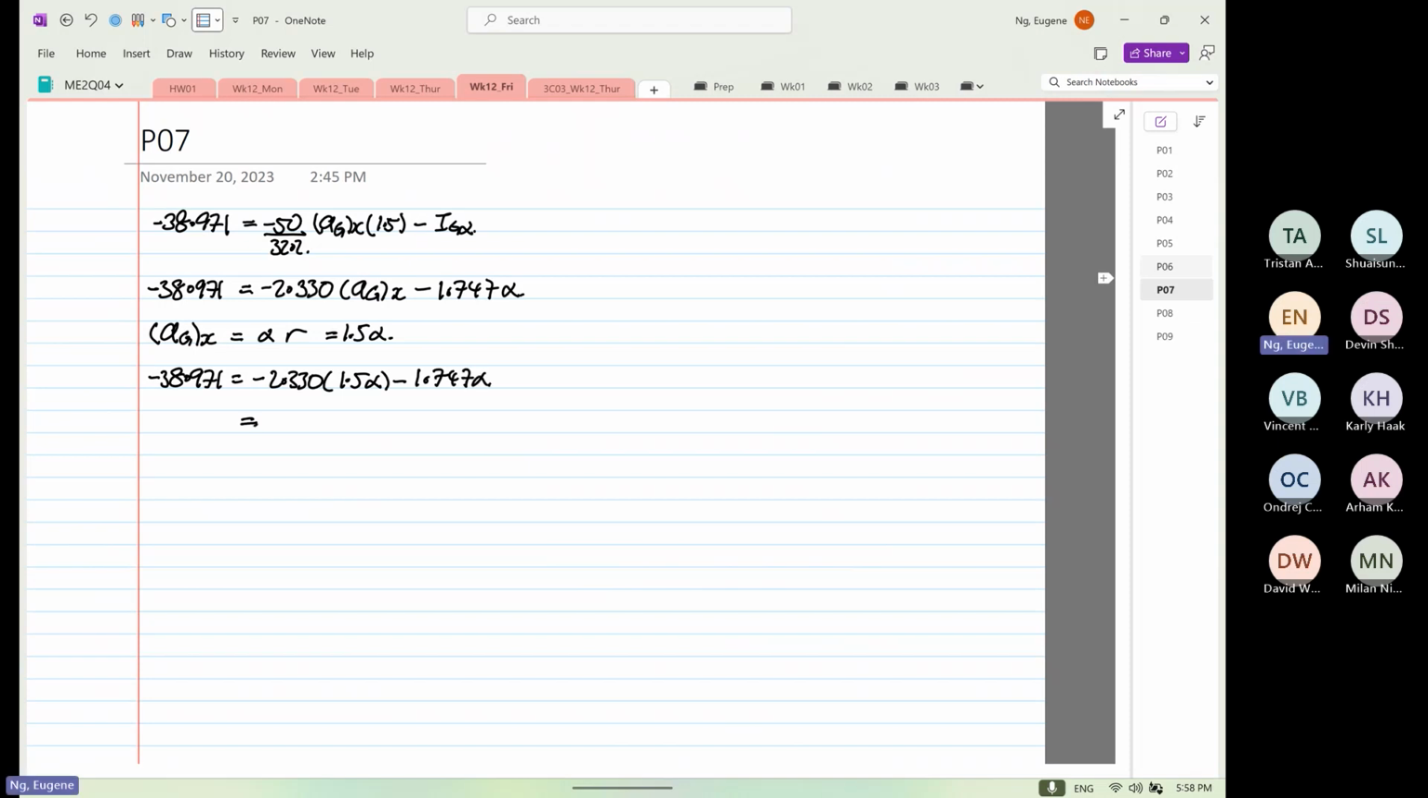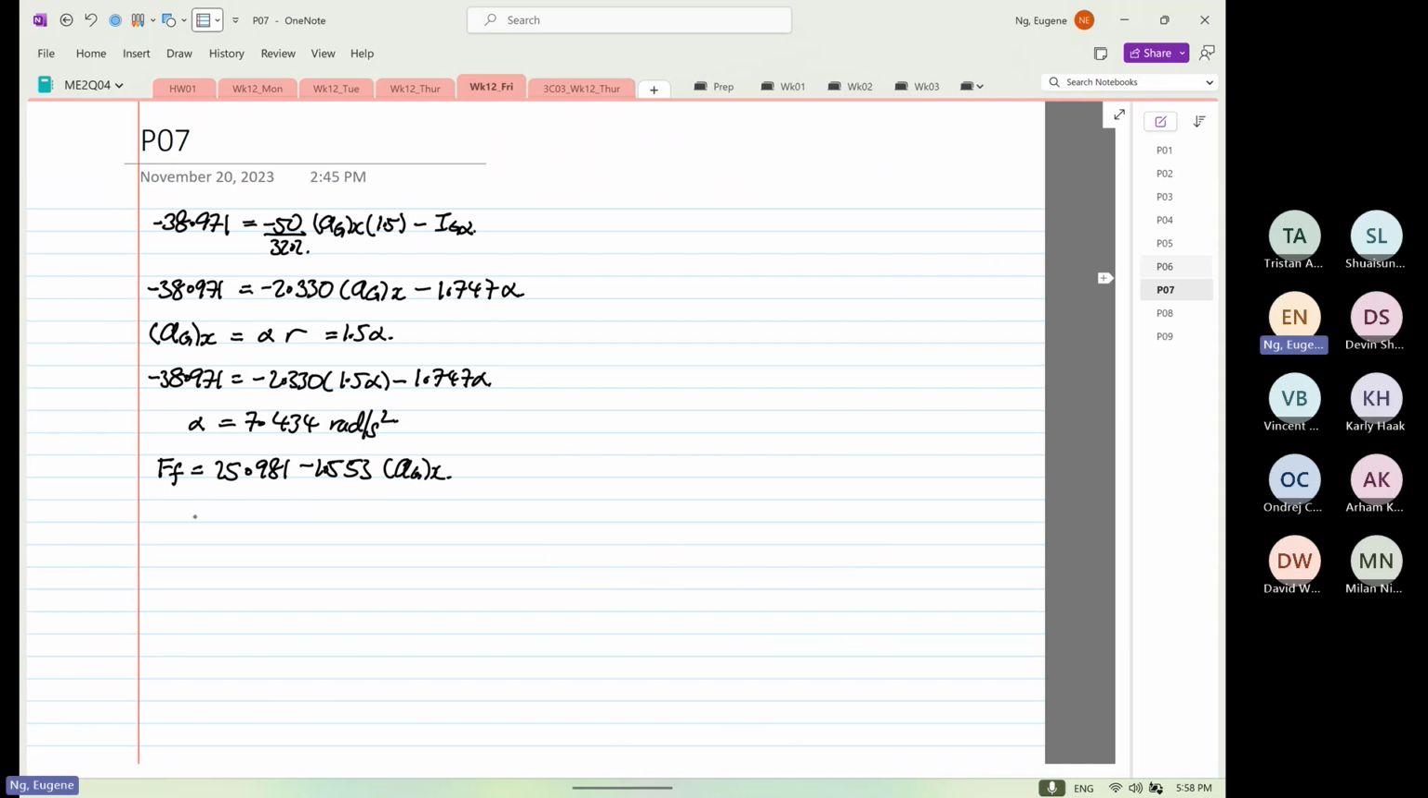So this will be equal to, I just put down what alpha is, okay? So alpha is equal to 7.434 radians per second squared. And then we can calculate our friction force. We are going to use the expression that we have derived, which is equal to 25.981 minus 1.553 AGX.